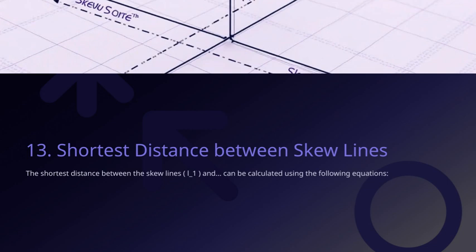Essentially, what we're doing is finding a line segment that is perpendicular to both lines, and its length gives us the shortest distance. This involves using the cross product of the direction vectors of the lines to find a vector perpendicular to both, and then projecting the vector connecting points on each line onto this perpendicular vector. By understanding these equations, we can accurately compute the minimum distance, which is crucial in applications like engineering, navigation, and computer graphics. So, mastering this concept ties directly into our overall goal of understanding spatial relationships and geometric calculations in 3 dimensions.